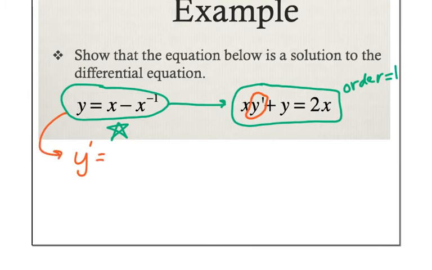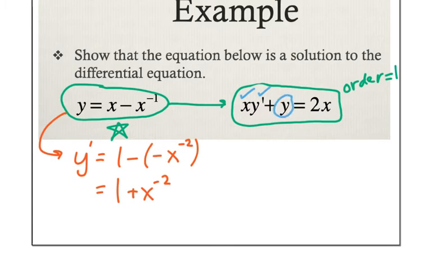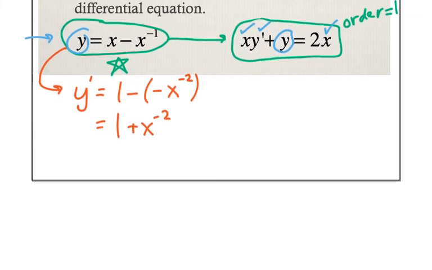y prime equals 1 minus a negative x to the negative 2 power. All right, well, let's just simplify that a little bit. That's 1 plus x to the negative 2, or you can write that as a fraction too. All right, so now I feel like I have a lot of things I have to plug in over here in the differential equation. I've got x, that's good. I've got my y prime that I found, and the y here is actually the same y over here that you started with. And x is also just x. So from now on, folks, all you're going to do is just plug in everything and show that it works. Let's give it a try. See if you can beat me to it.